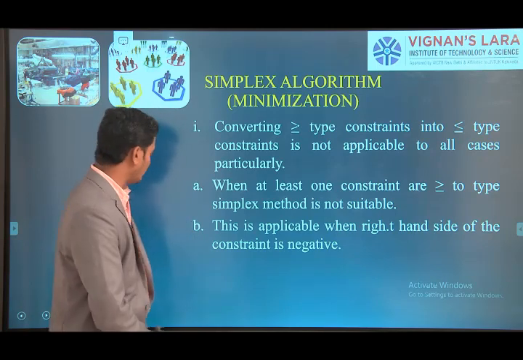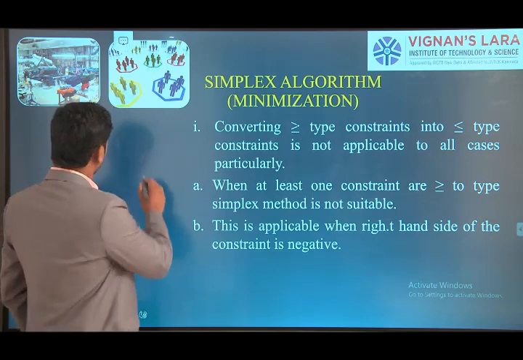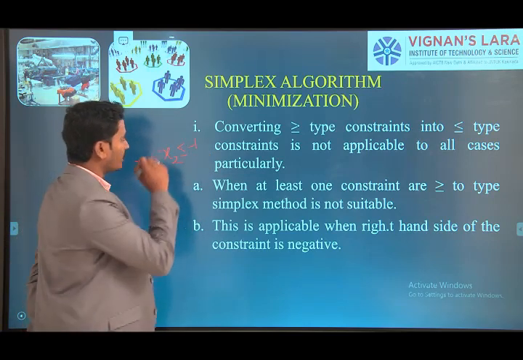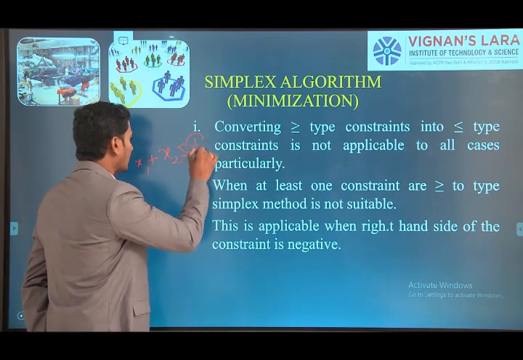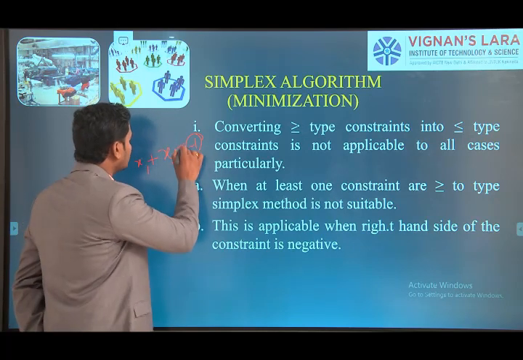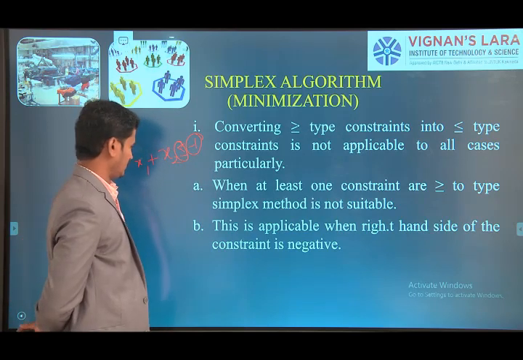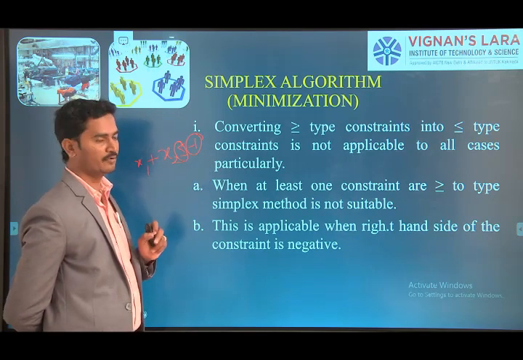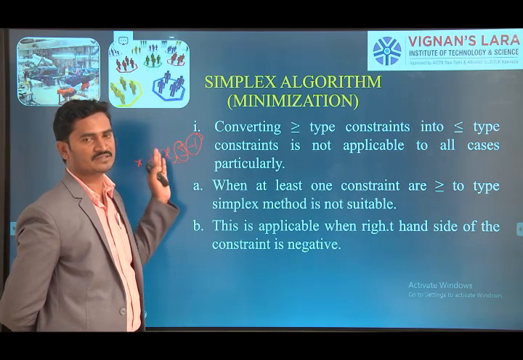For example, if we take x1 plus x2 less than or equal to minus 1, here at the right hand side we have a negative value. Is it in standard form? No, but it is a less than or equal to type. Coming to the constraint, it is an availability type constraint, so it is in standard form, but the right hand side value is negative. So the simplex method cannot be applied to this type of constraint.